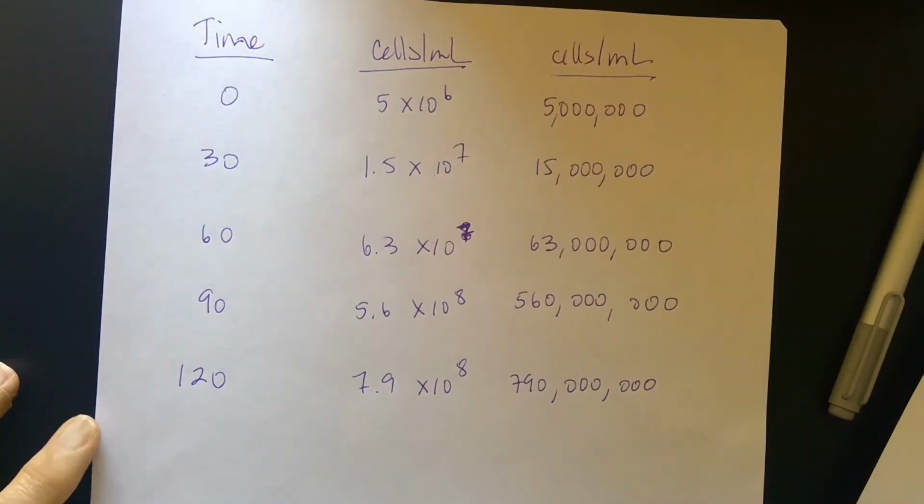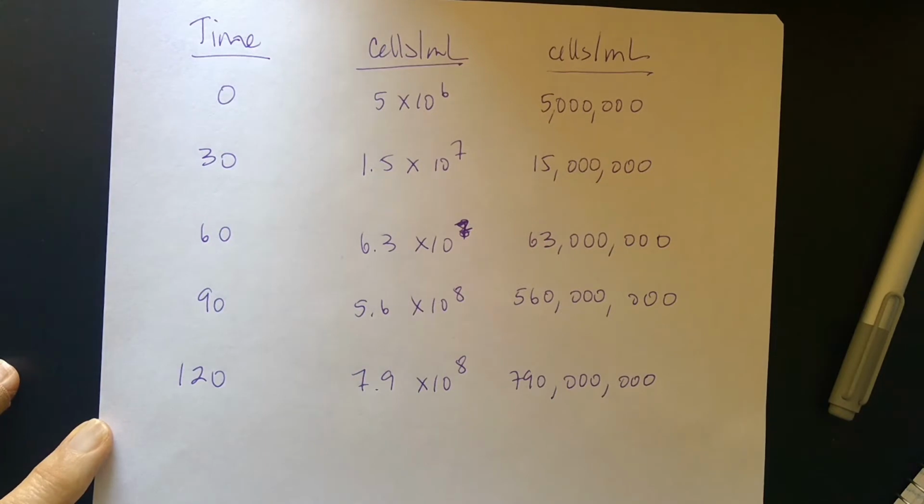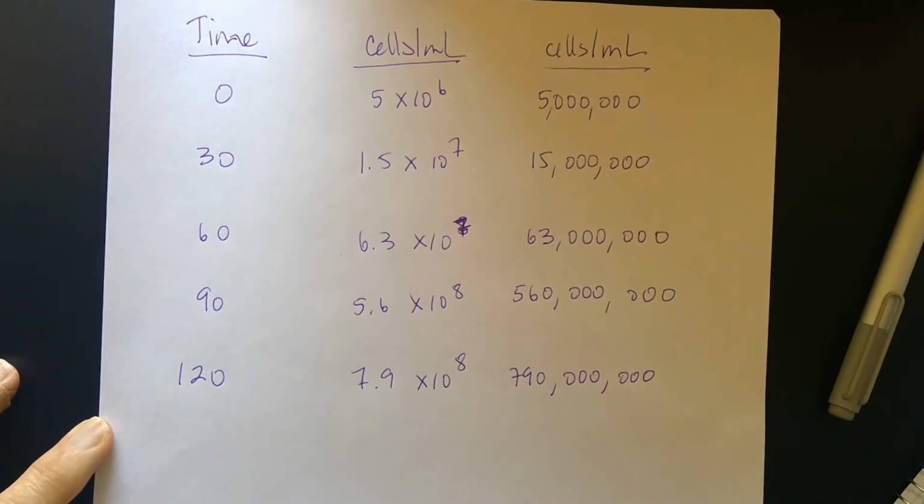So now we're going to look at how to graph this data on semi-log paper. In this case, the same situation applies: time is our independent variable, and that goes on the x-axis, and then cells per mil goes on the y-axis. Now, the benefits of semi-log paper are a couple.